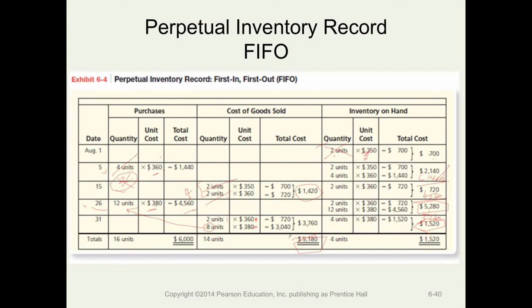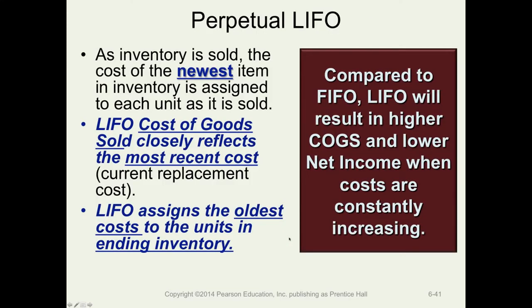So to summarize, we know that ending inventory is the newest or the most recent cost, and we know that FIFO has the cost of goods sold at the oldest. Comparing FIFO to LIFO, let's go to LIFO now. LIFO is just the opposite. LIFO would say the last goods in are the first goods out.